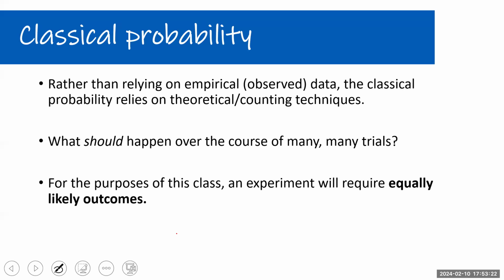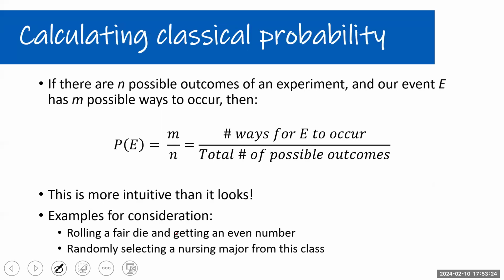So to calculate classical probability, we're going to look at kind of a mathy formula here, but it's really not that complicated. The mouthful explanation says if there are n possible outcomes of an experiment, and our event E has m possible ways to occur, then our probability is just the number of ways for that outcome to occur divided by the total number of possible outcomes. Now, again, this probably sounds more complex than it actually is.